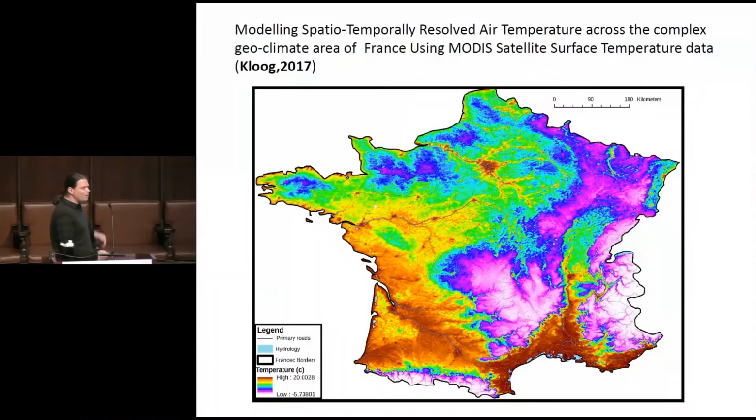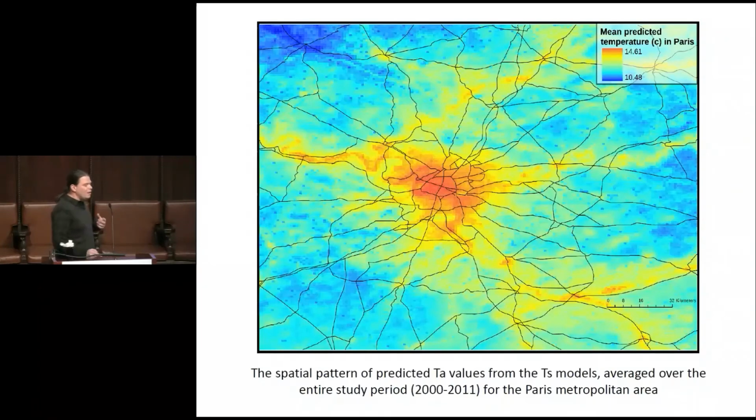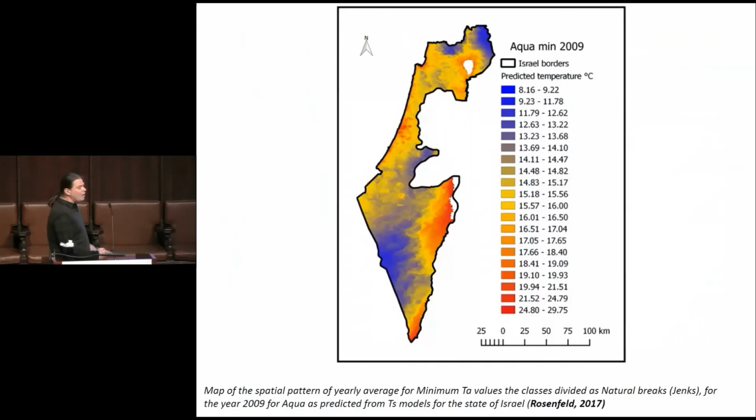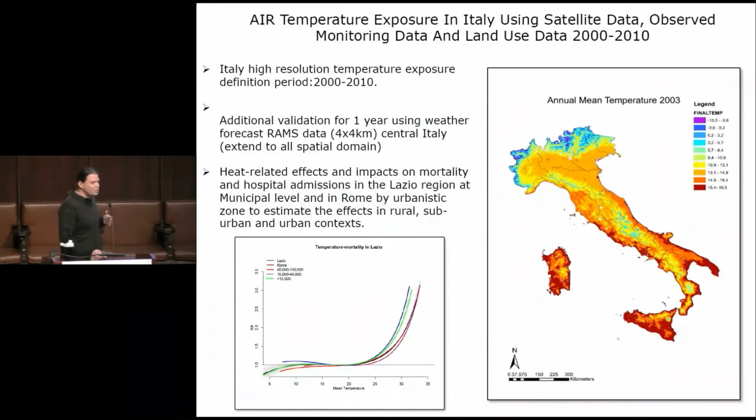So we have a collaboration with Dr. Johanna Leopold from Grenoble, running these models in France. You can see the model running over France, and you can see the spatial pattern of the 1 kilometer predictions focused over Paris. Again, performance was excellent across France. And since then, we've also run that in other regions, such as Israel and Italy.